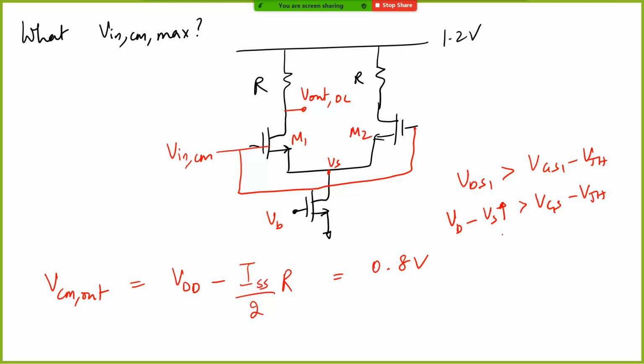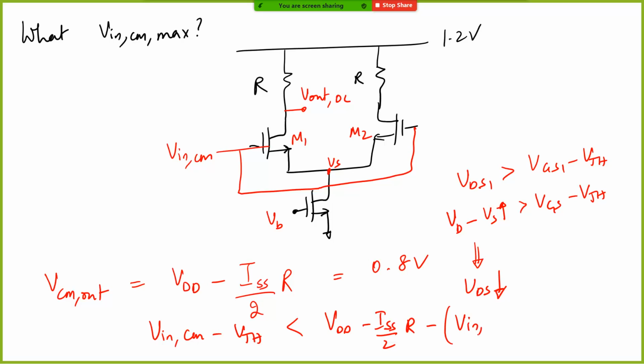Now as VS increases, basically what will happen? Your VDS starts falling, correct? This node voltage will keep increasing as you keep increasing V in CM. So VDS will start falling. So then what happens? It reaches a point where the VDS is no longer greater than VGS minus VTH. So what will be that particular voltage? We can write that V in CM minus VTH should be less than VDD minus ISS by 2R minus, what is this? V in common mode minus VGS1. This is basically your VS. This is your VD.